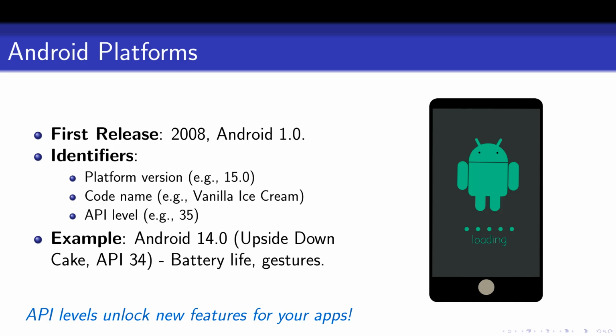Android platforms have evolved since the first release in 2008. Each platform has a version number, like 15, a fun code name like Vanilla Ice Cream, and an API level such as 35. For example, Android 14, codenamed Upside Down Cake, brought better battery life and gesture support. These API levels are key, unlocking new features to make your apps more powerful and engaging.